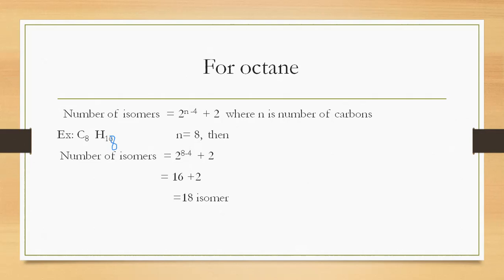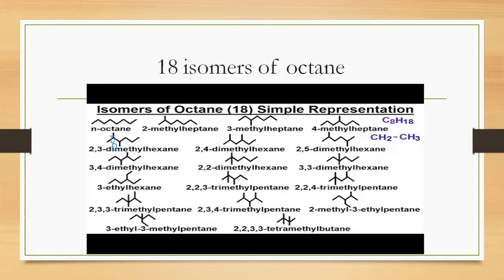Is it true or not? We'll see now. See, these are the 18 isomers possible for octane. N-octane, 2-methylheptane, 3-methylheptane, 4-methylheptane, 2,3-dimethylhexane, 2,4-dimethylhexane, like this. Total of 18 isomers. See, if I want to write these different isomers, it will take me 4 to 5 minutes to write these 18 isomers.